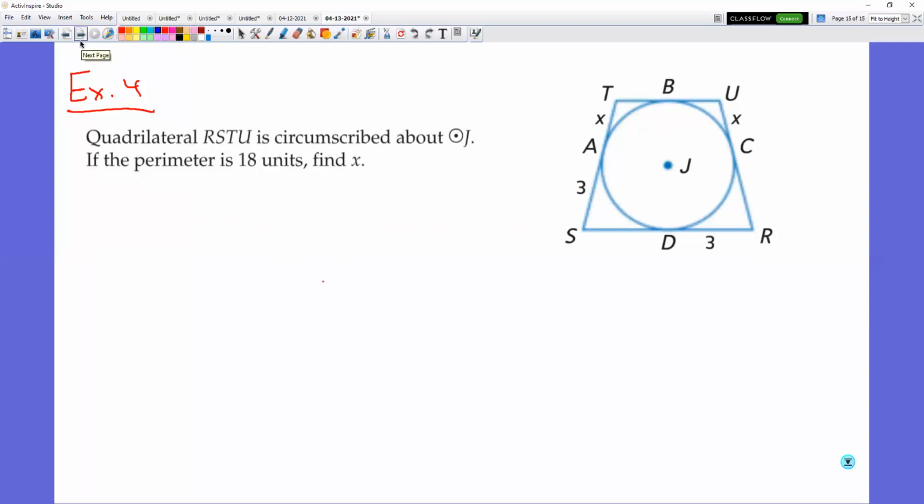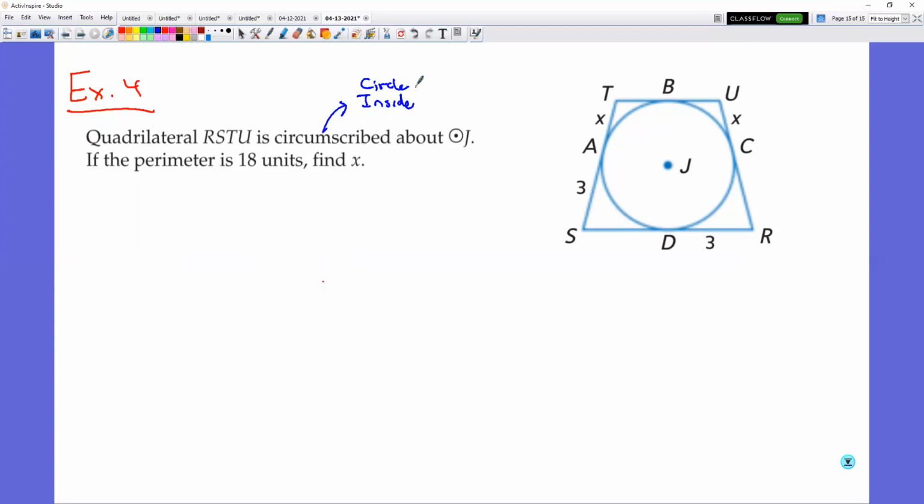And now finally, we have example number 4. Now we have what's called a circumscribed shape. The quadrilateral is circumscribed about this circle J. Remember, if it's circumscribed, the circle is inside the shape. Circumscribed means the circle is inside.